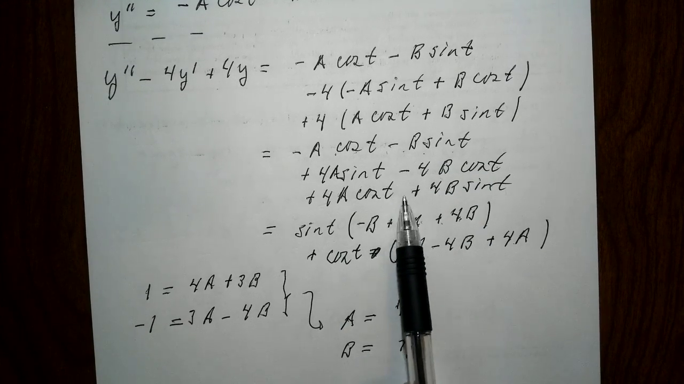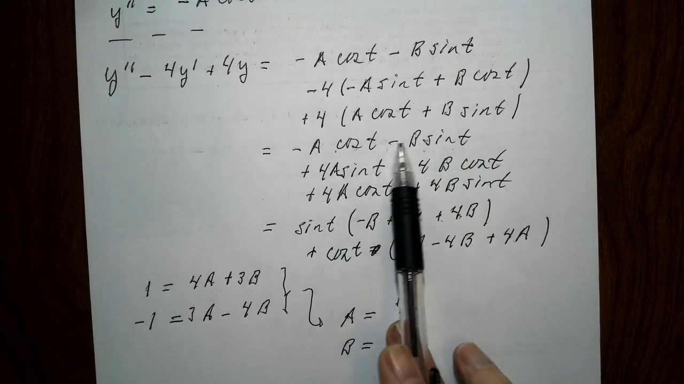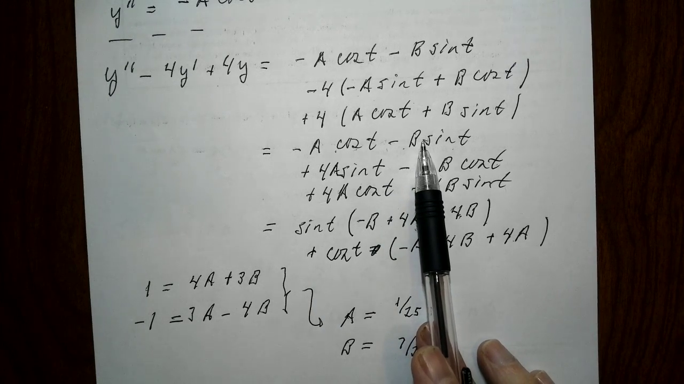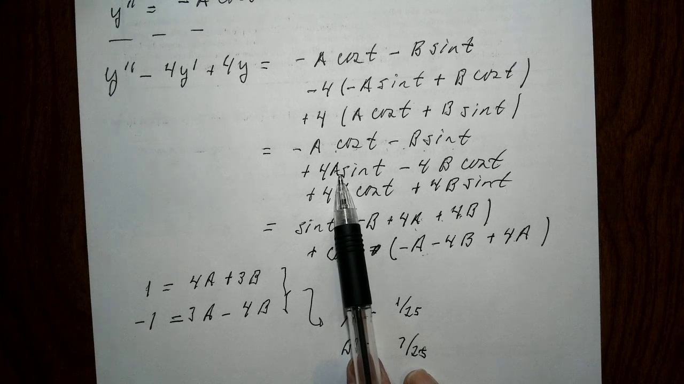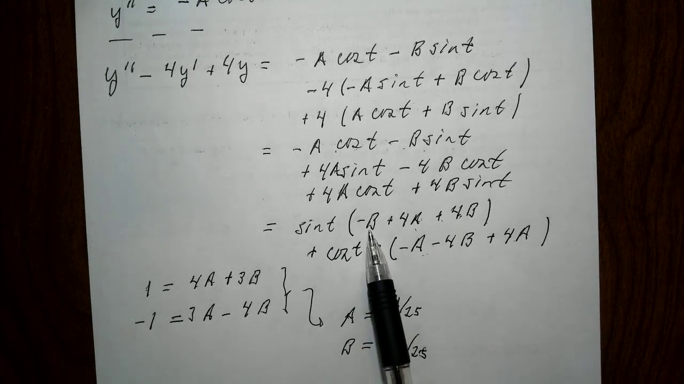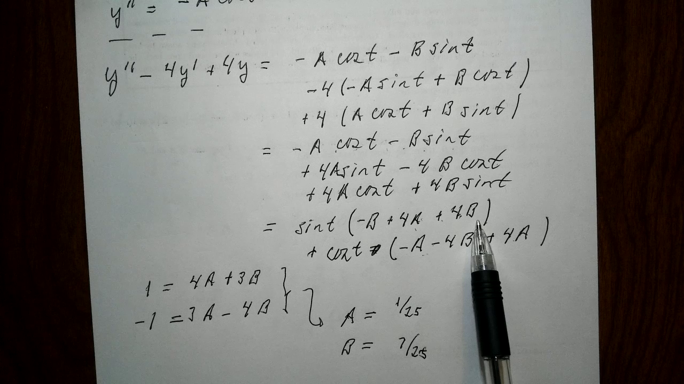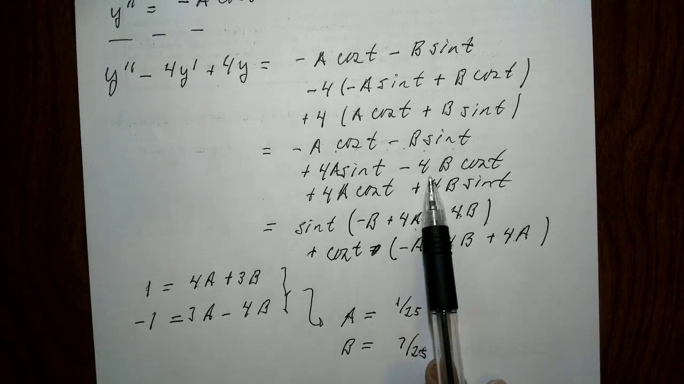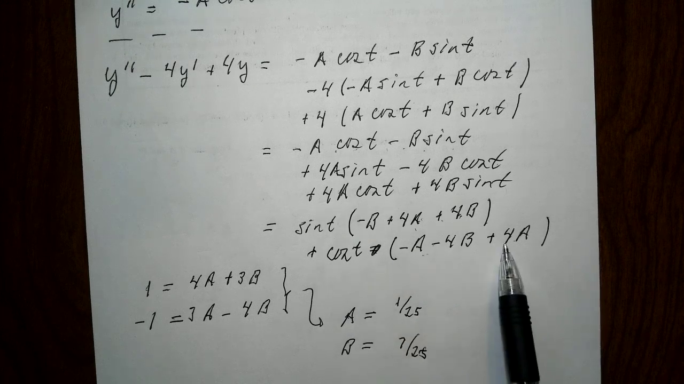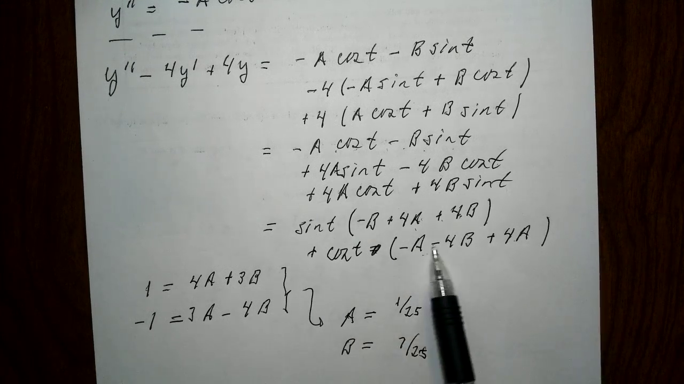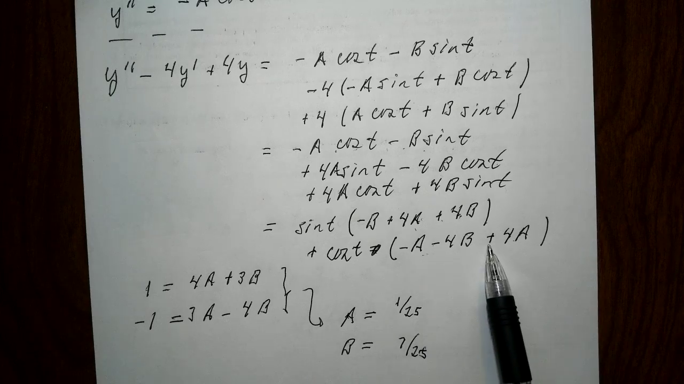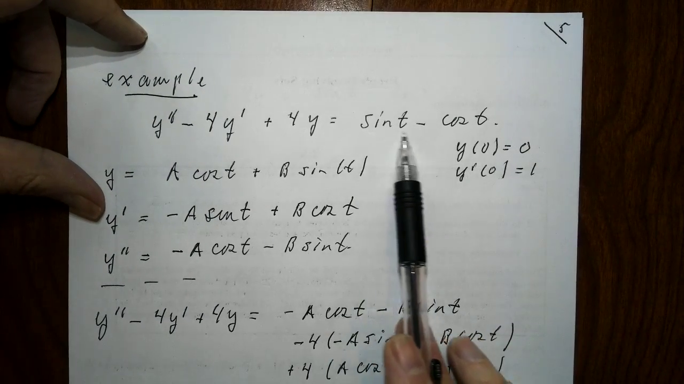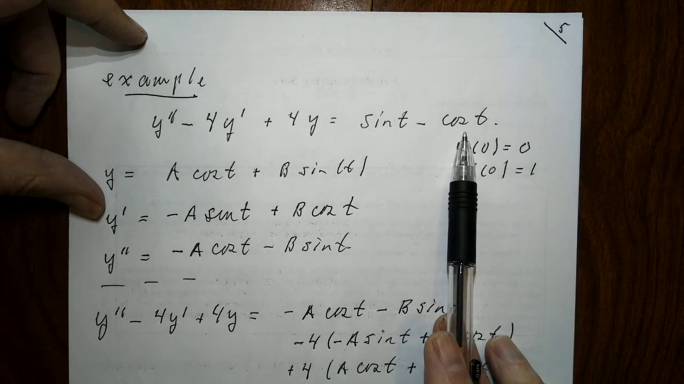Now what I'm going to do is group all the sine terms together and all the cosine terms together. So the sine terms, I've got minus b right here, I've got a 4a right there, and I've got a 4b right there. So I have minus b plus 4a plus 4b. If I look at the cosine terms, I have a minus a, I have a minus 4b, and I have a 4a. So this is what I have in terms of the sine and the cosine terms. And what I want is for the capital A and the capital B to work in such a way so that I get sine of t minus cosine of t.